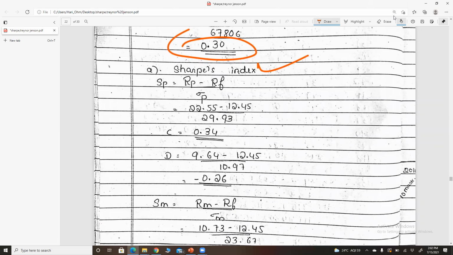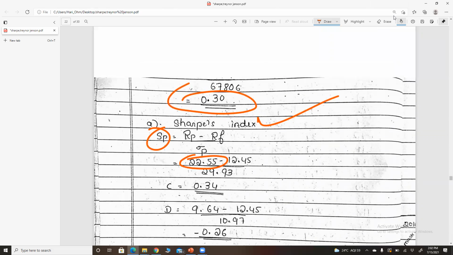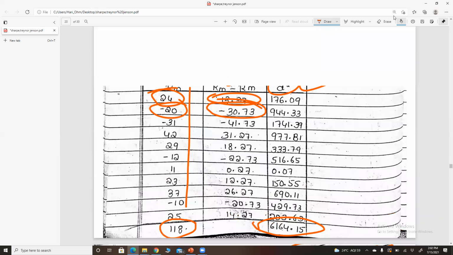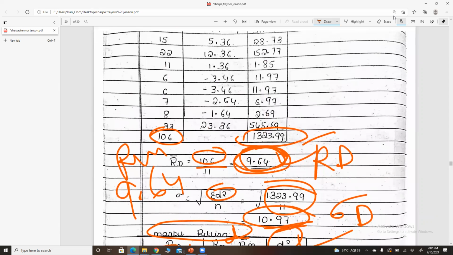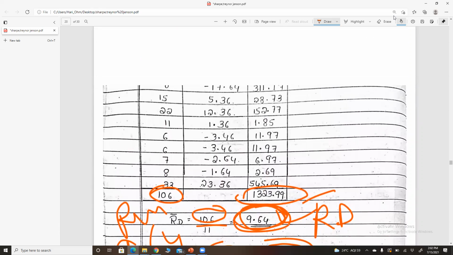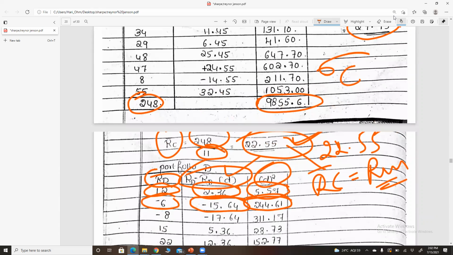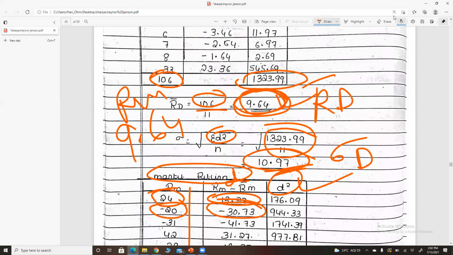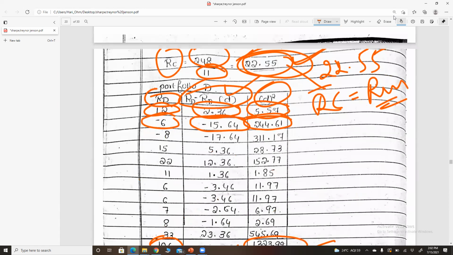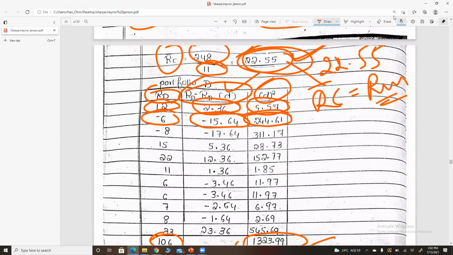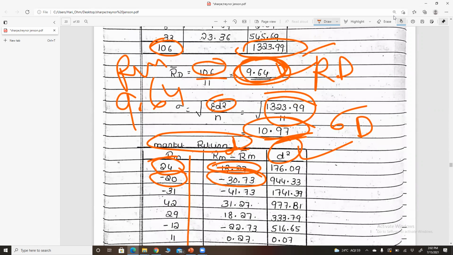First, Sharpe's index model. Here the formula is RP minus RF divided by standard deviation P. Here 22.55, that is RP. I told you RP is 22.55. See, 22.55. Then that is RM. Then about the standard deviation, you have to calculate. So the standard deviation is 10.97.